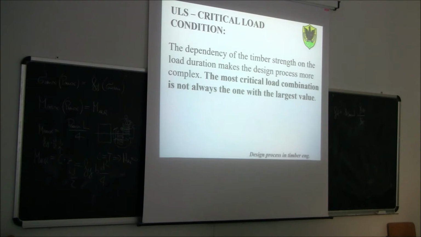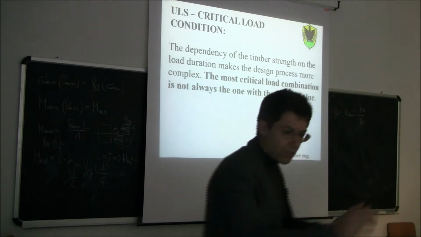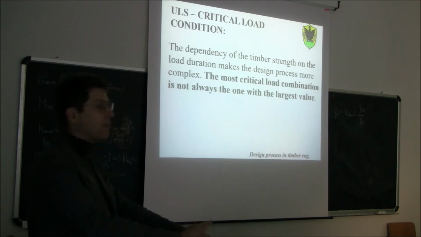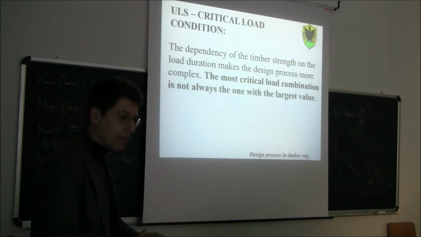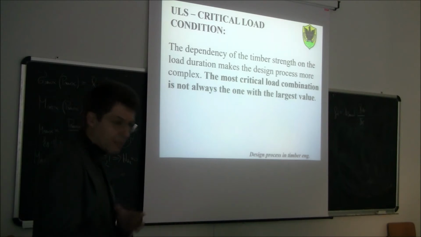Now, for timber, can we consider only this? Is 1.3 G plus 1.5 Q enough? Increasing by gamma M, K mod is on the strength side. So we have 1.3 G plus 1.5 Q to calculate the strength demand, for example, the bending moment at mid-span. And then I need to compare the bending moment at mid-span with the capacity.